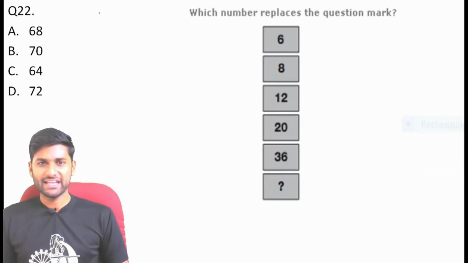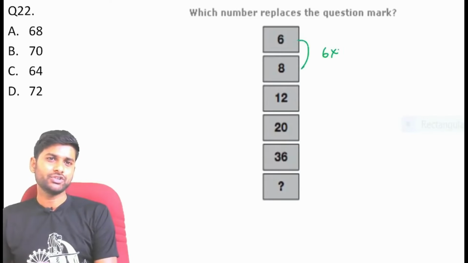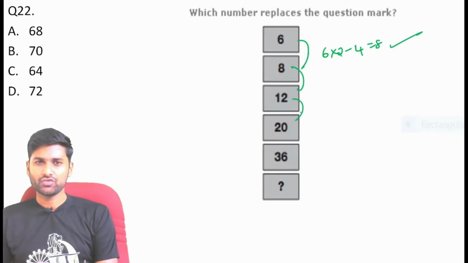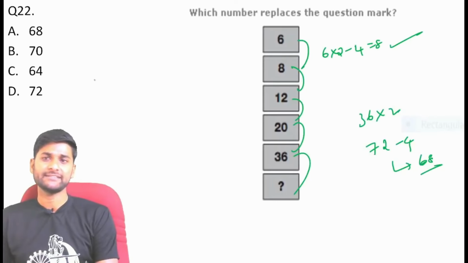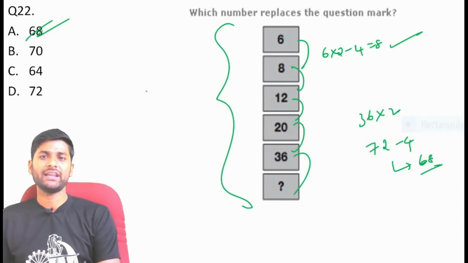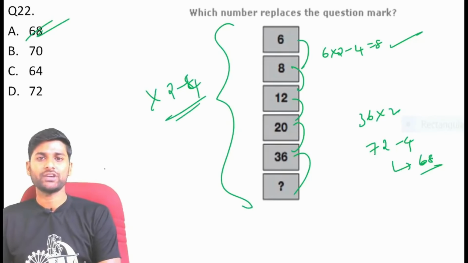Go through the next one. 6, 8, 12, 20, 36, dash. What is the next answer? See guys, 6 into 2, 12, minus 4 is equal to 8. Again, 8 into 2, 16 minus 4 is equal to 12. 12 into 2, 24 minus 4 is equal to 20. 20 into 2 is 40. 40 minus 4 is equal to 36. So final answer, 36 into 2, 72 minus 4. The resultant becomes 68. Into 2 minus 4. So the entire pattern is into 2 minus 4, guys.